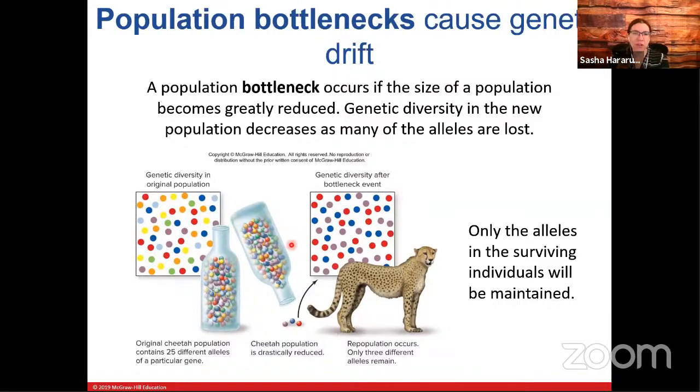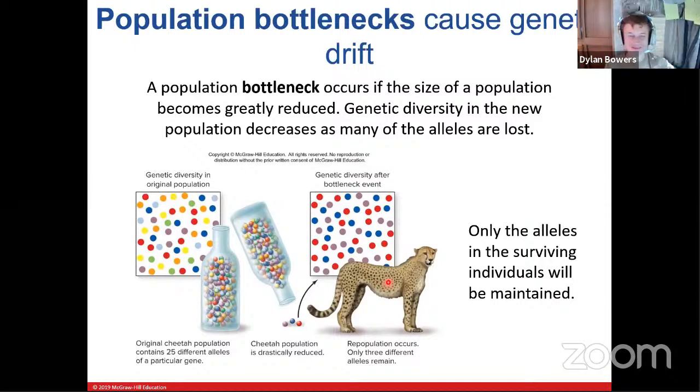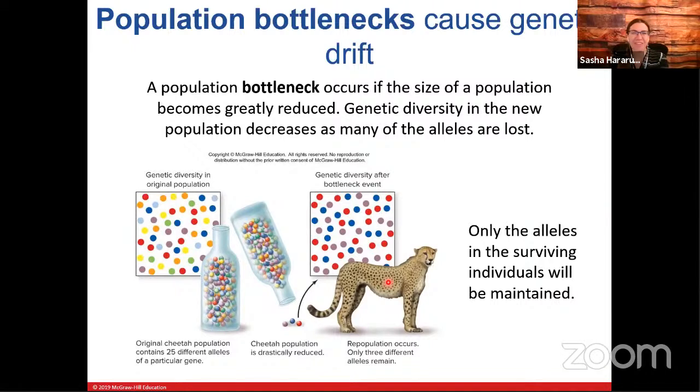So in the picture here, let's say these colors represent the genetic diversity of the population of, oh, I'm blanking what that is called in English. Anybody? What's the name of this cat here? Leopard? Cheetah. Cheetah. Yeah, thank you.